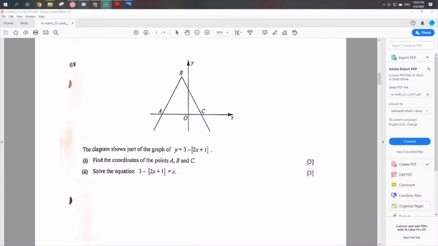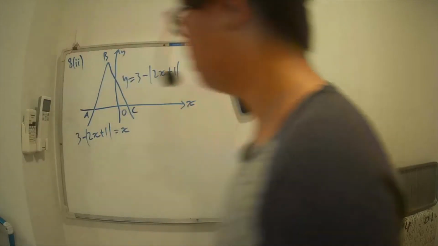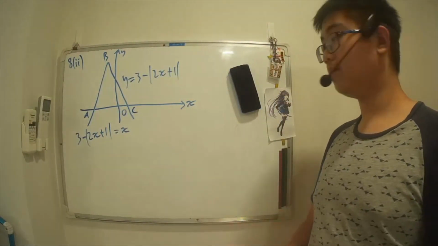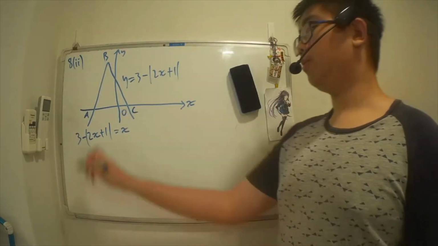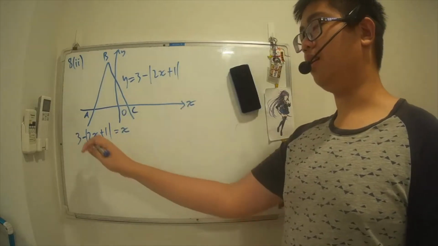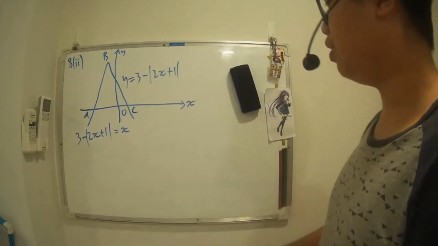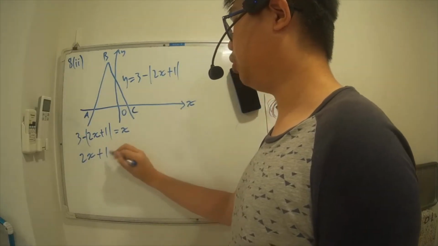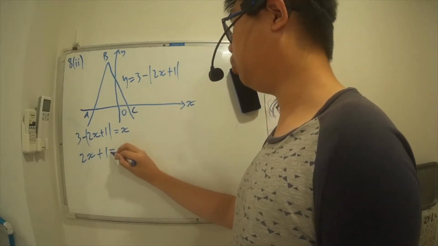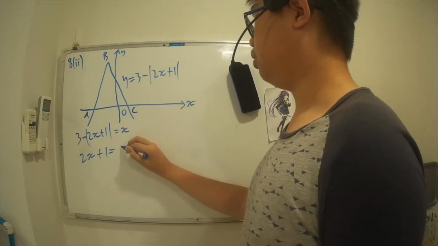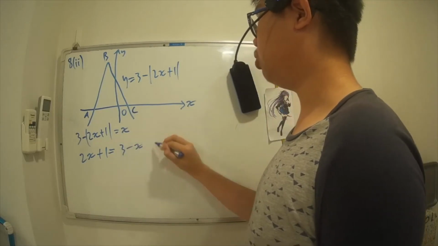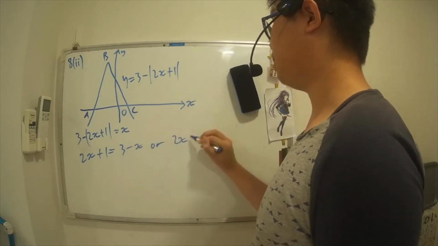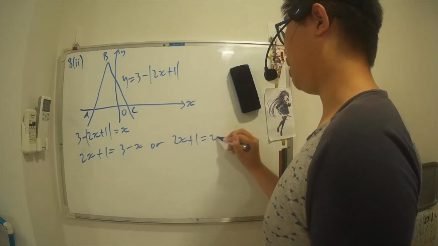Part 2, solve the equation 3 minus the modulus of 2x plus 1 is equal to x. So I'm going to bring the 3 to this side, and then this is going to be negative, so we're just going to flip everything. So 2x plus 1 will either be equal to 3 minus x, or 2x plus 1 will be equal to x minus 3.